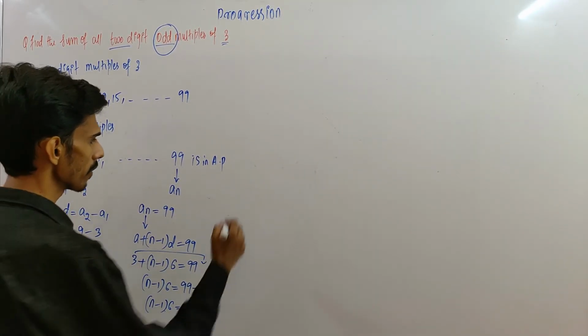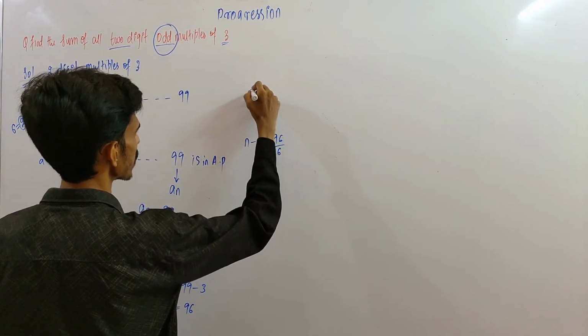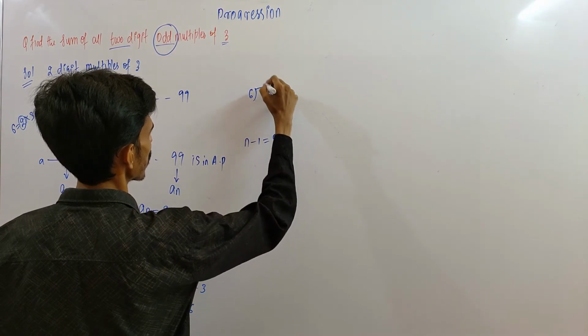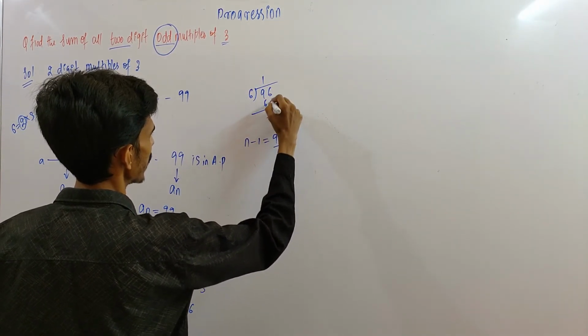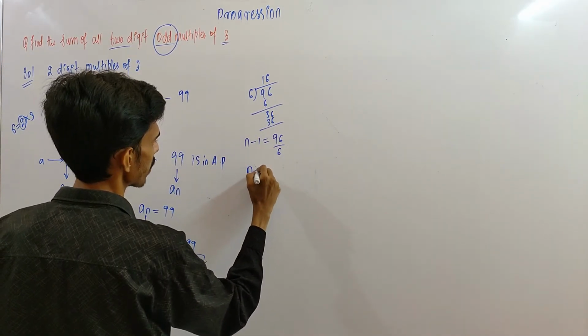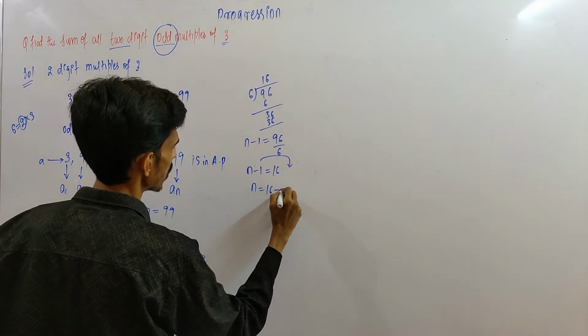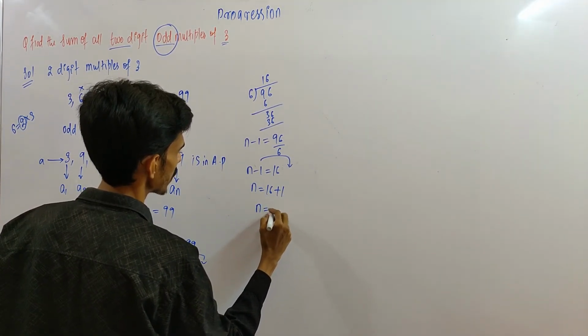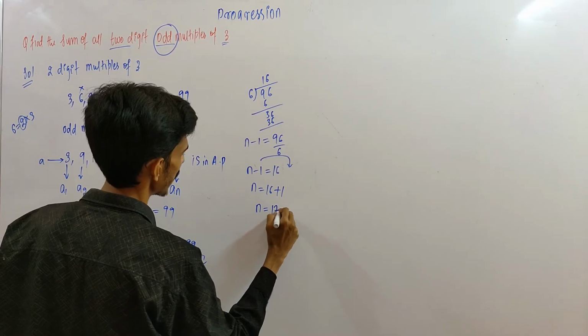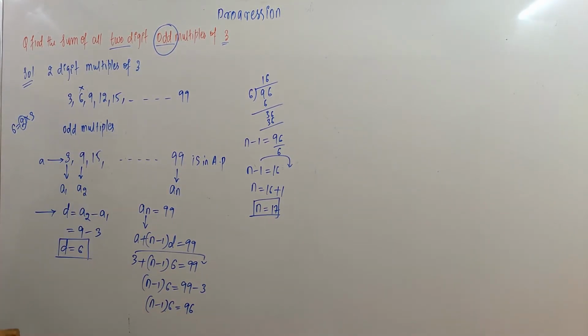Now send this here. We have N minus 1 is equal to 96 divided by 6. 6 ones are 6, we have 3. 6 sixes are 36. So we have N minus 1 as 16. Send this here, we have N is equal to 16 plus 1. So we have N is equal to 17. We have 17 such numbers that are divisible by 3 and are odd multiples.